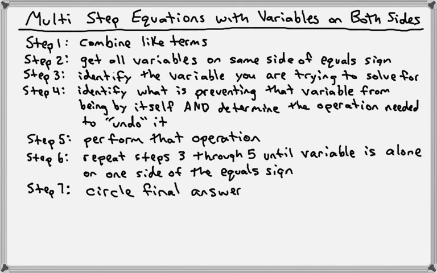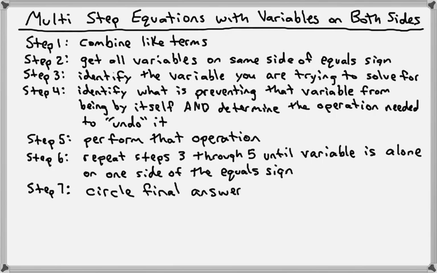Step 1 tells us we're going to combine like terms. Step 2, we need to get all the variables on the same side of the equal sign. Step 3, identify the variable you are trying to solve for. Step 4, identify what is preventing that variable from being by itself and determine the operation needed to undo it. Step 5, perform that operation.